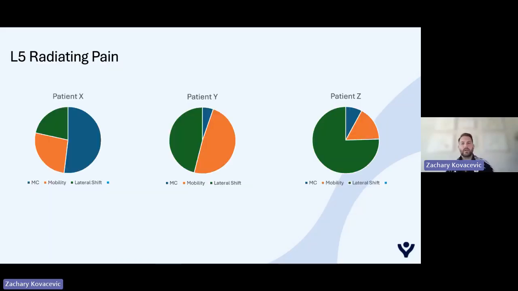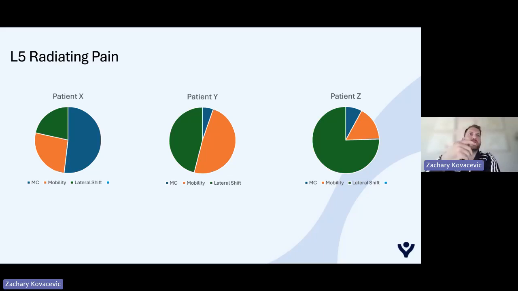So again, one thing is for certain: you can insert any condition here, but for the purposes of this talk surrounding radiating pain, no L5 radiating pain patient looks the same, right? You can see the pie chart there with motor control in blue, mobility in orange, and the lateral shift in green. They can all present with the same condition, the same thing on the referral from the physician, the same explanation of symptoms, but the way they physically move, their movement exam, is different. And that's why we have to treat these patients differently.